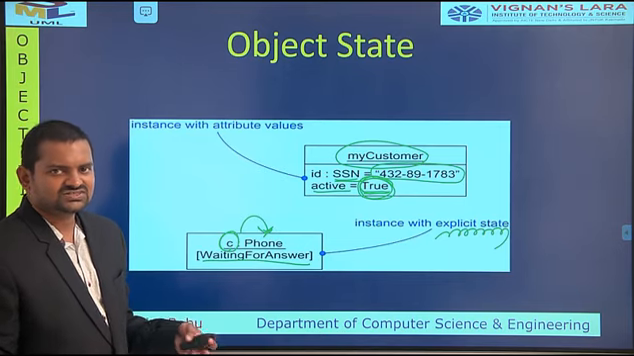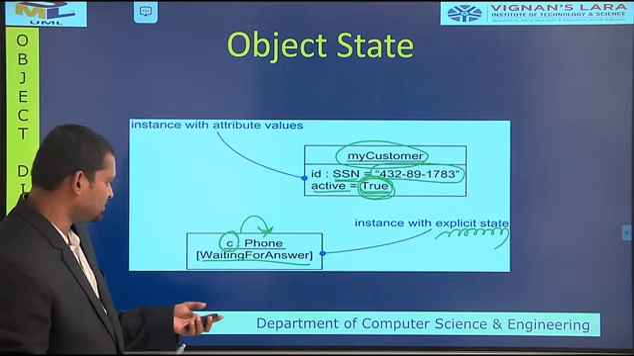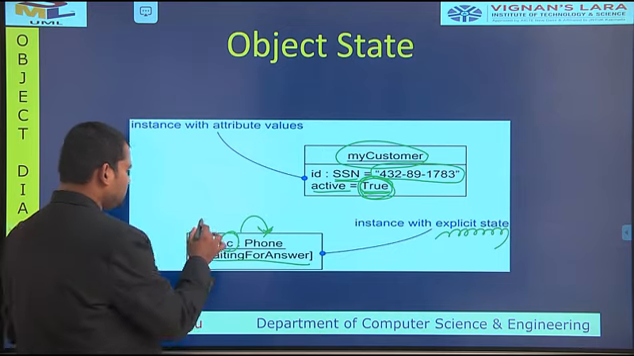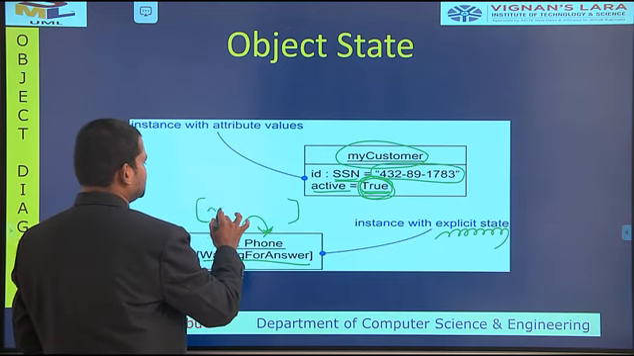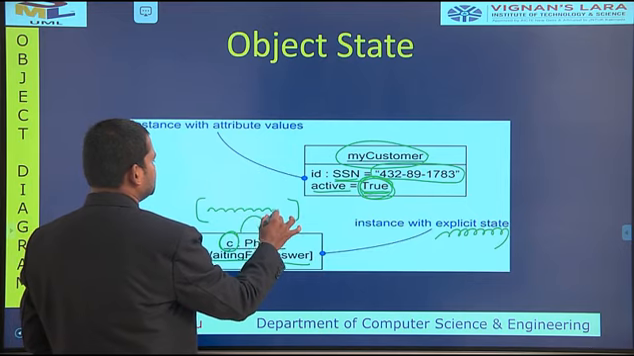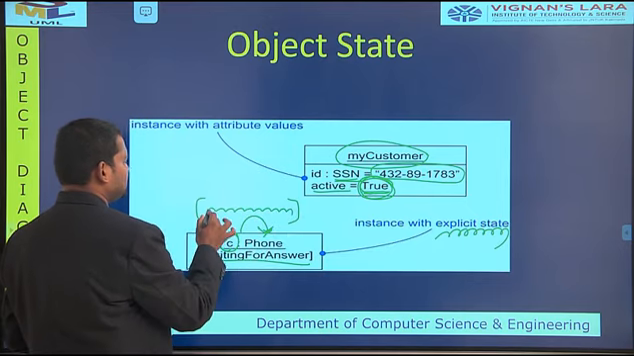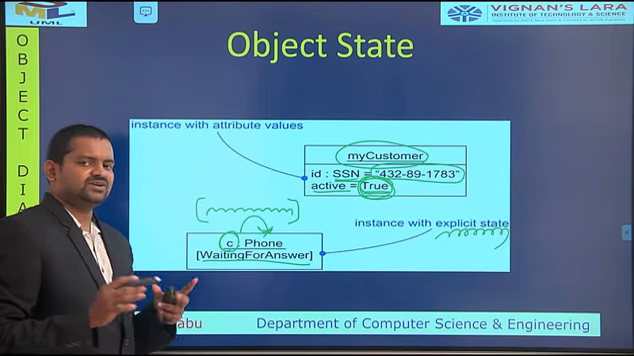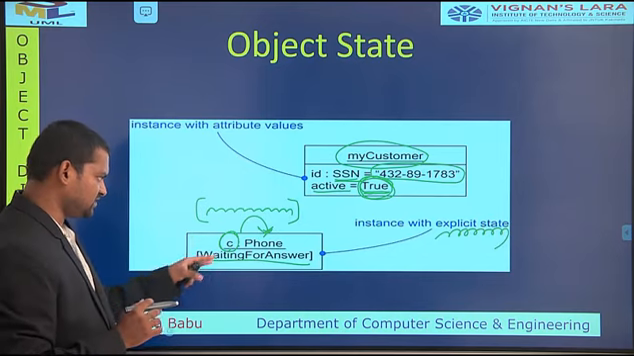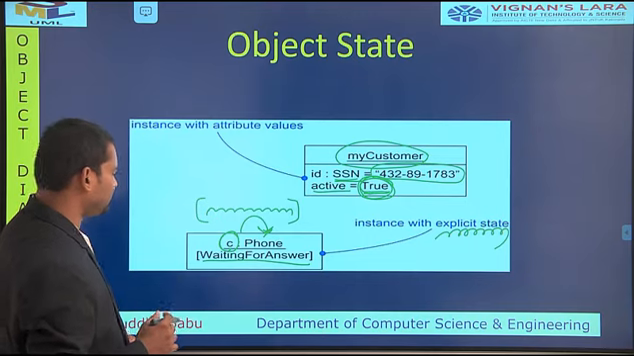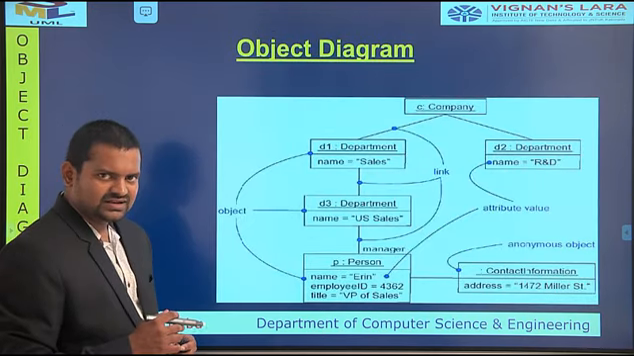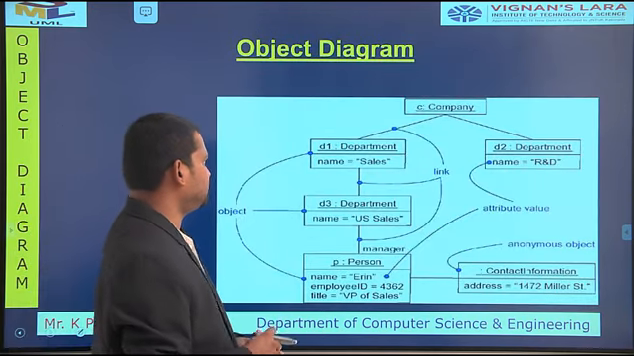Phone object is waiting for. You can write some information in between the square brackets. Whatever information you are going to write, that information should be written in between the square brackets like this. So that is also a different kind of state available with the object diagram.